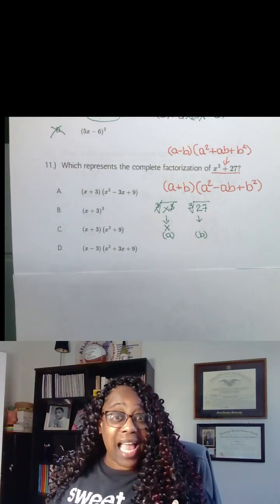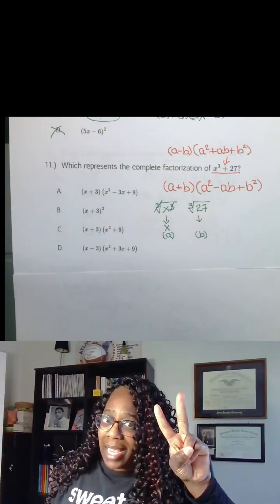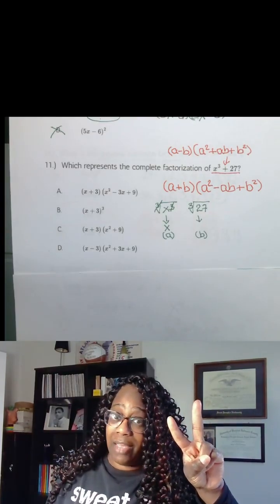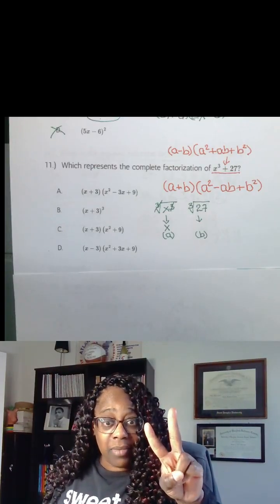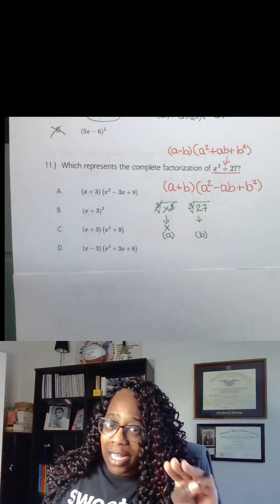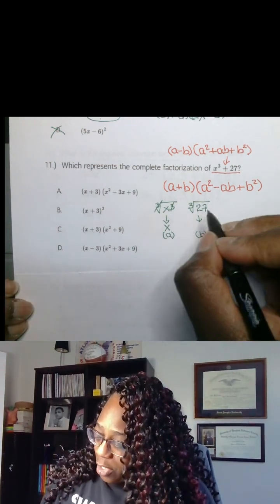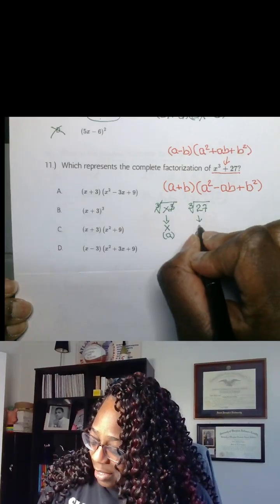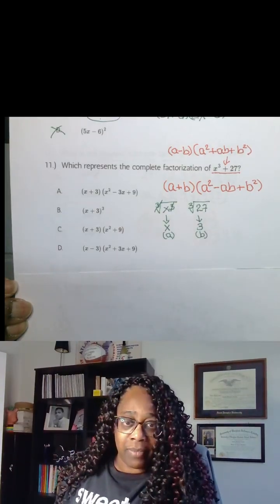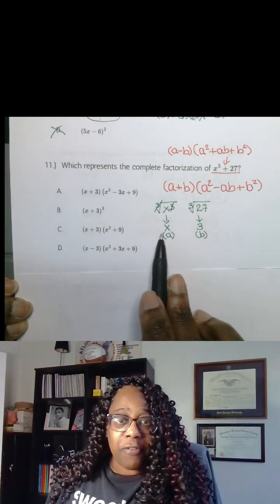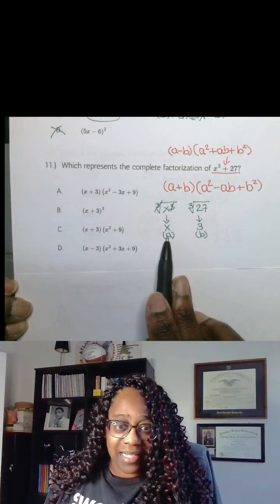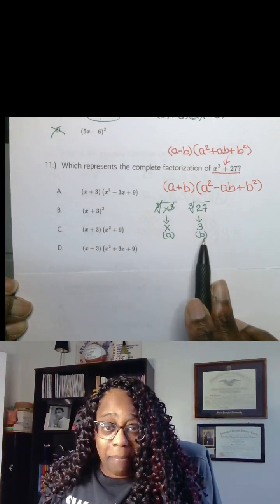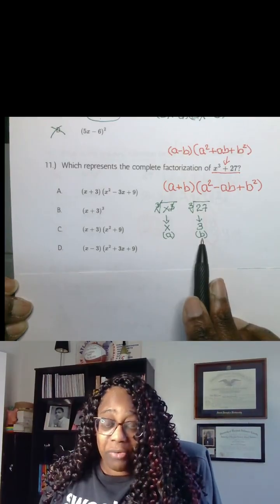So it's not going to be 9 because 9 times 9 is already 81. That's past 27. So it is going to be 3 because 3 times 3 gives me 9 and 9 times 3 gives me that 27. So we know the cube root of 27 is 3. So with this bit of information, every time I see an A, I'm plugging in an X. Every time I see a B, I'm plugging in a 3.